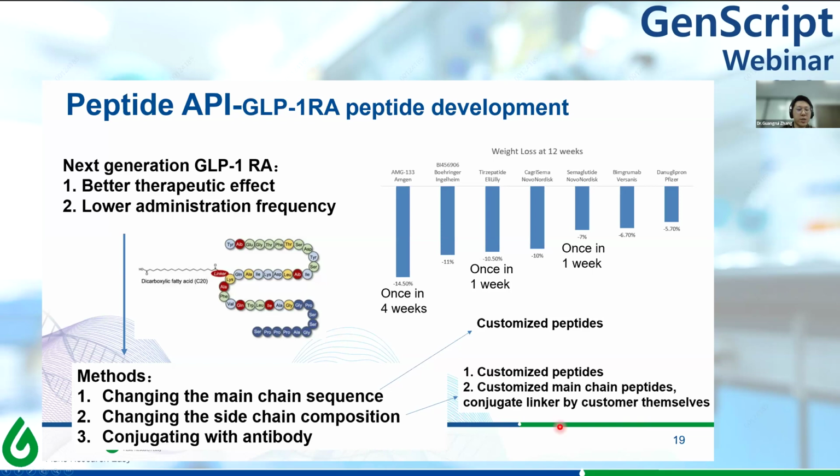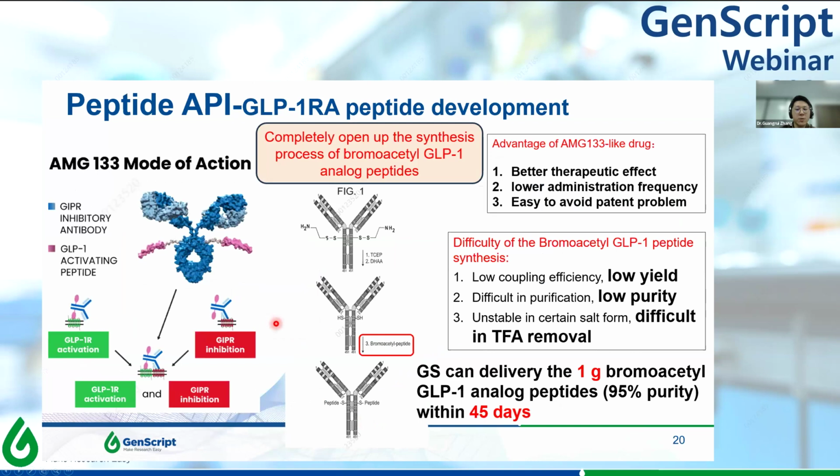And third is the conjugation with antibody. For the peptide conjugated with antibody, the most famous one is AMG 133. We can easily find that the advantages of AMG 133-like drugs are, first, a better therapeutic effect, second, a lower administration frequency, and third, of course, they are easy to advise on dosing programs.